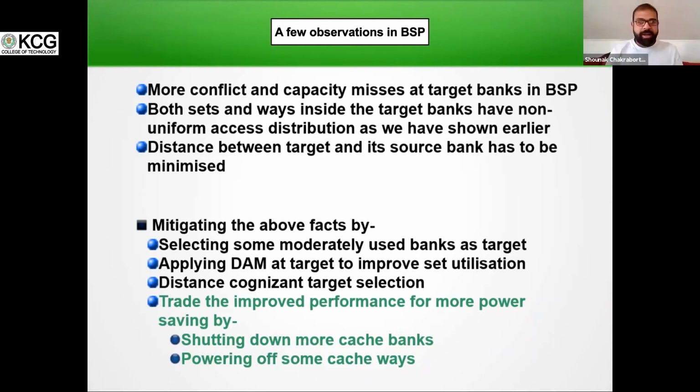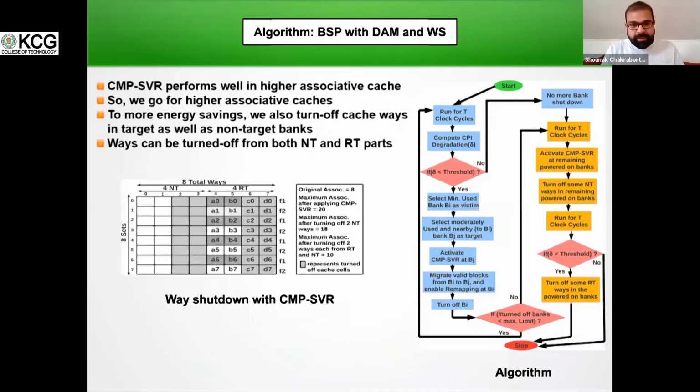So what we have done here. In this diagram on the left, you can see that we have all the sets. Suppose we have 8 sets in a particular bank numbered from 0 to 7, as well as 8 ways. Here we are dividing all of these cache sets into two equal parts, that is 4 ways for the NT and 4 for the RT, and all RT parts of the friend sets.